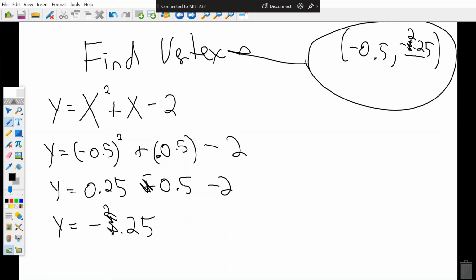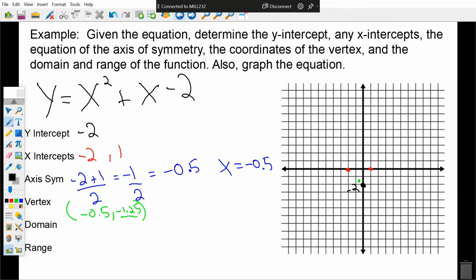The reason I knew something was wrong is that when I looked at it here, my vertex was actually below where my y-intercept was, or above it, so I knew something was wrong, and it's because I had made that one small math mistake. So this is actually, let's erase that, fix it, negative 2.25. Erase that little dot off there.